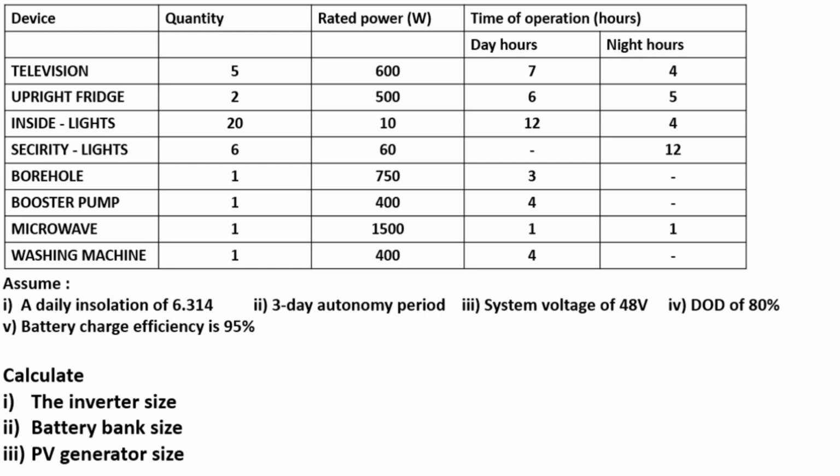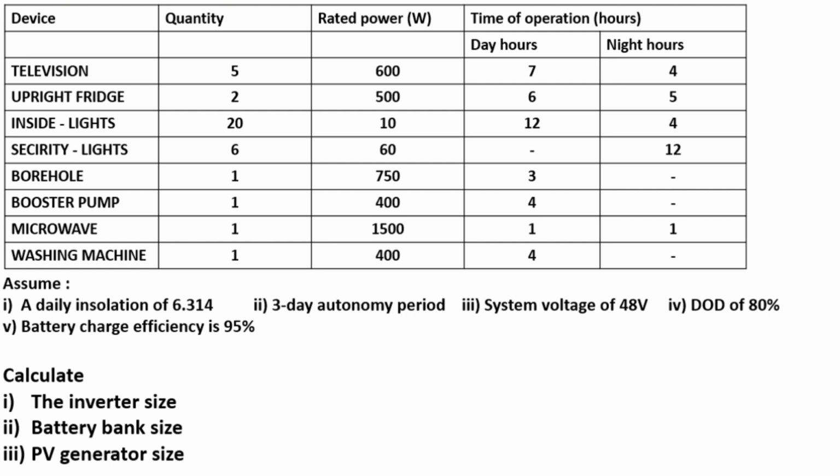So in today's video we are going to calculate the inverter size, the battery bank size, and the PV size. Our question states that we have devices, quantities, rated power, and time of operation as stated by the table. In our question we have 5 televisions, 2 upright fridges, 20 inside lights, 6 security lights, 1 borehole pump, 1 booster pump, 1 microwave, and 1 washing machine.